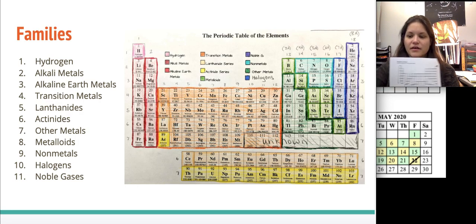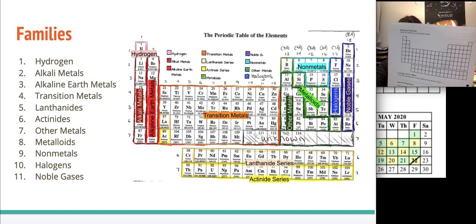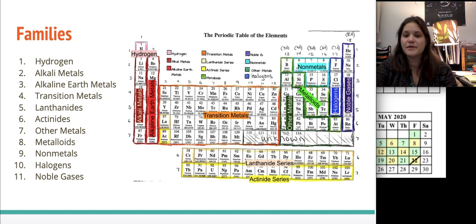I want you guys to label where the families are on here. So if it helps, here's some labels as well, but I want you guys to know where those different elements are. You can use your periodic table on your test, so please make sure that you have a copy of that available. You must have your periodic table with you when you take your test.